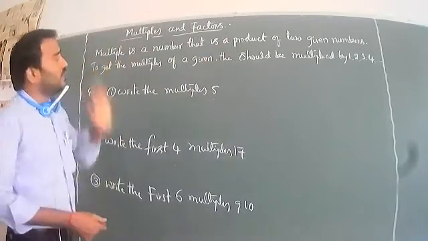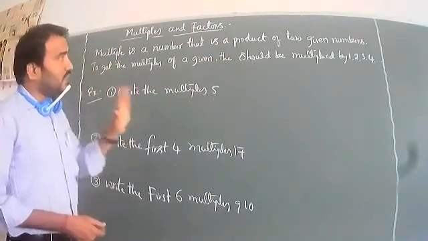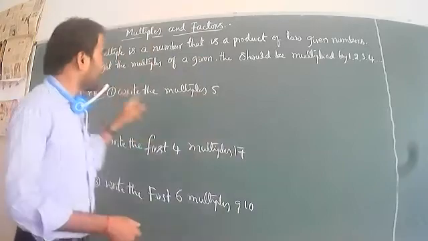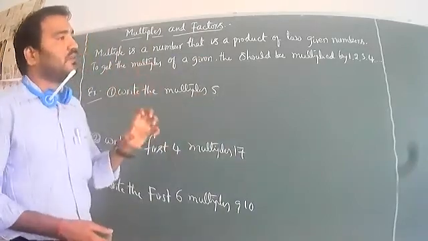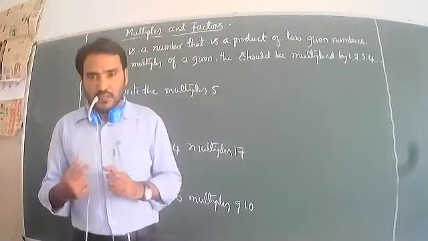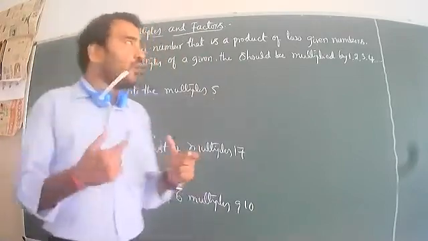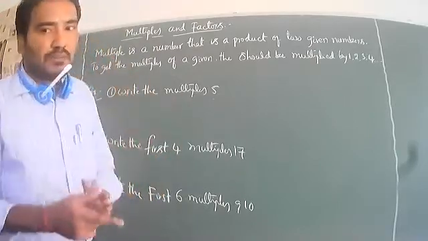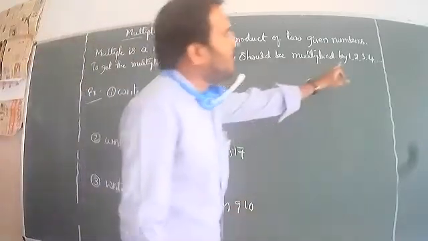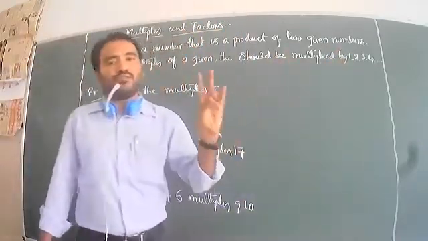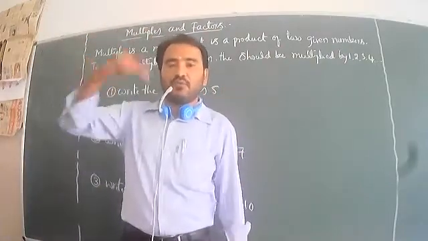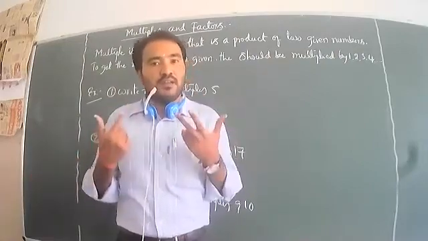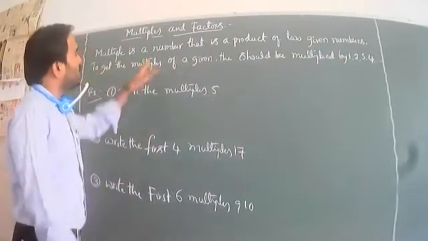A multiple is a number that is a product of two given numbers. To get the multiples of a given number, we have to multiply it by 1, 2, 3, 4, 5, 6, 7, 8, 9, 10, up to continuous numbers. Multiples are unlimited.